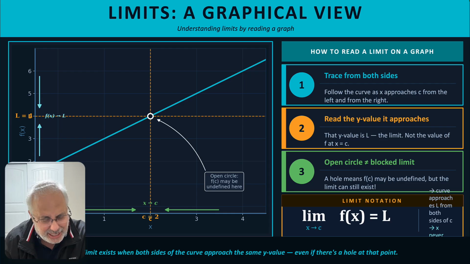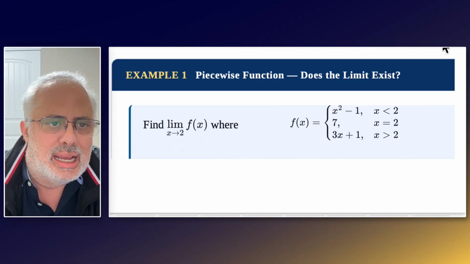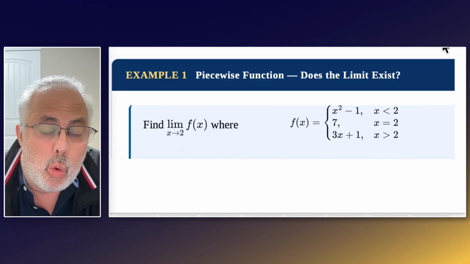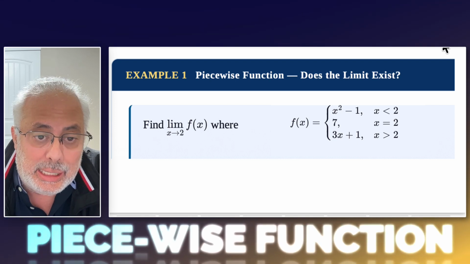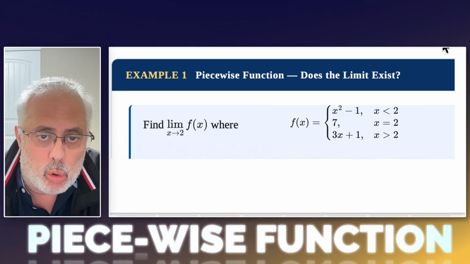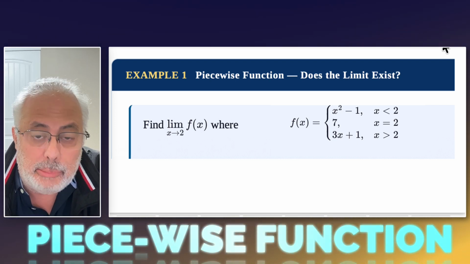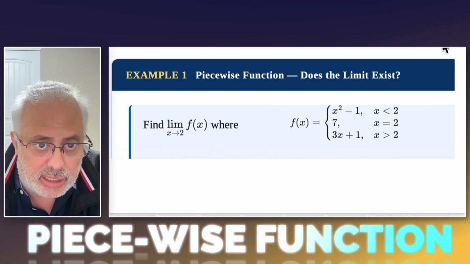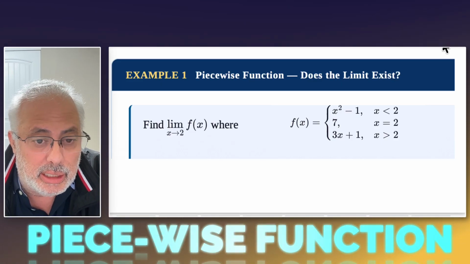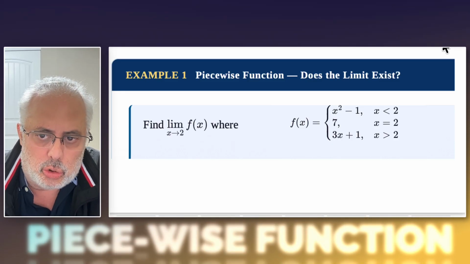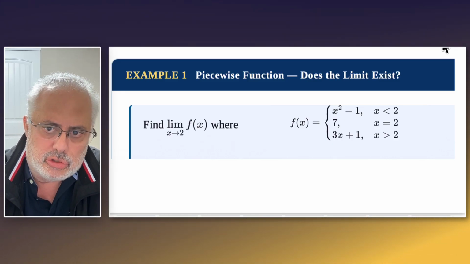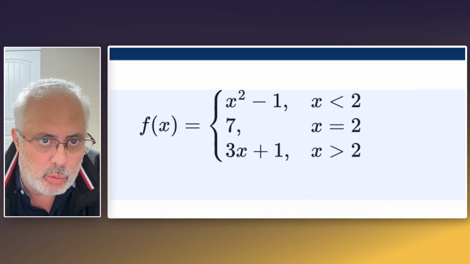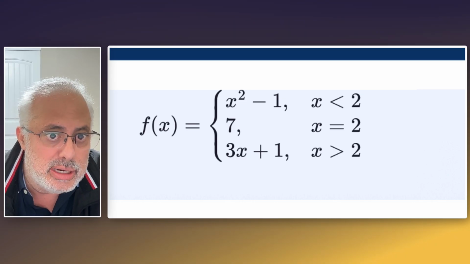Now let's dive into practical questions in the AP exam. Let's see it. This is a classic question for piecewise functions and limits. This is one of the classic questions for AP exams. So we have this function f that is defined differently depending on the interval. So we have right here a function x squared minus 1, which is a parabola, when x is less than 2.